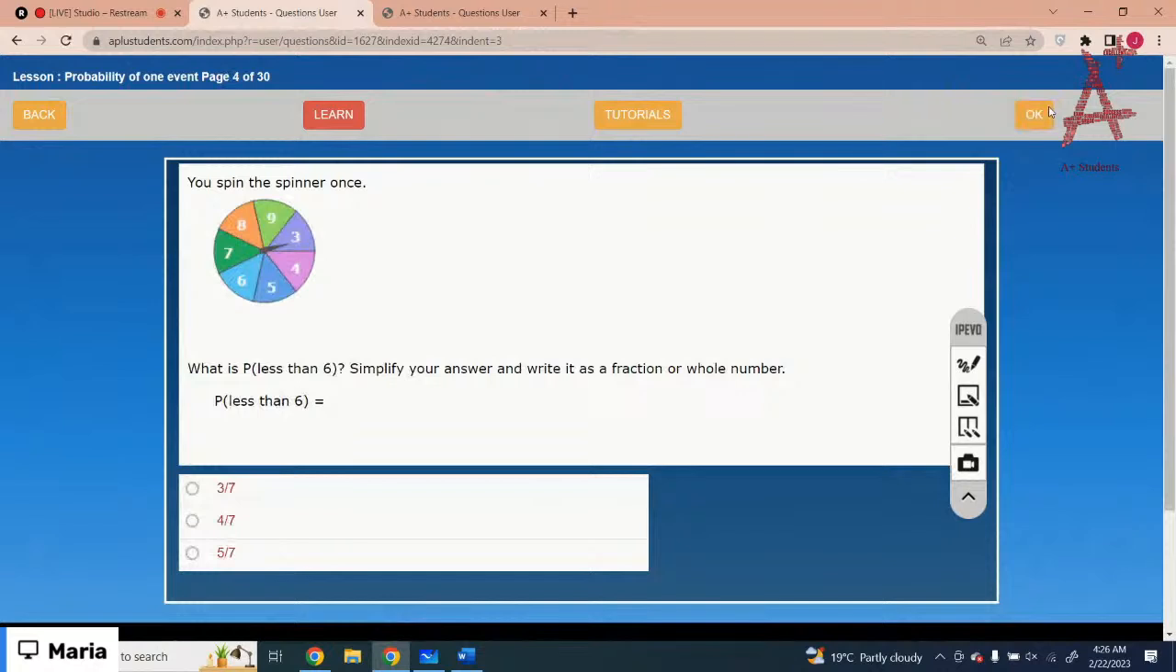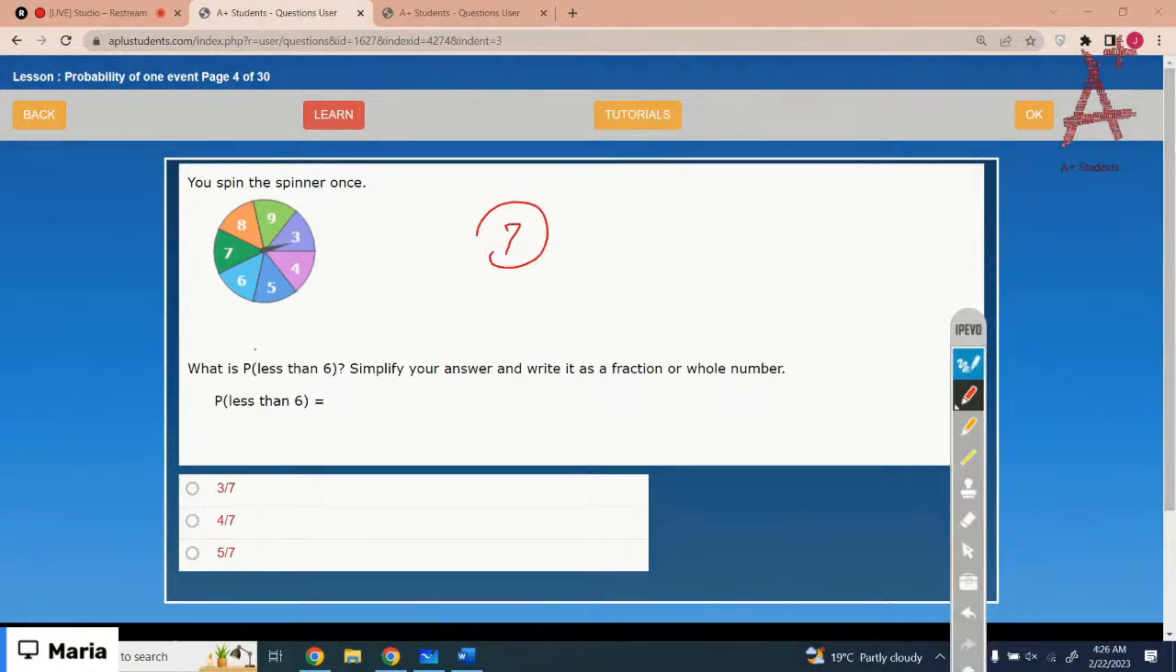Okay, you spin the spinner once. What is the probability of less than 6? You can simplify your answer and write it as a fraction or whole number. Let's just calculate the total number of options on the spinner. You have 1, 2, 3, 4, 5, 6, 7. The total outcomes are 7. Which numbers are less than 6? 3, 4, and 5. So just 3 of the numbers are less than 6.